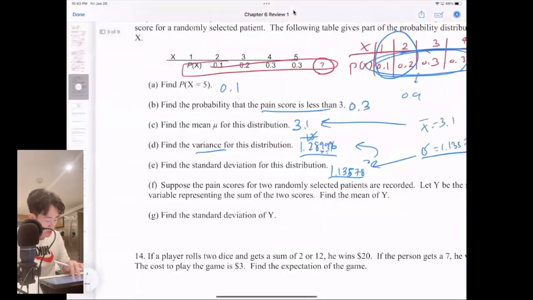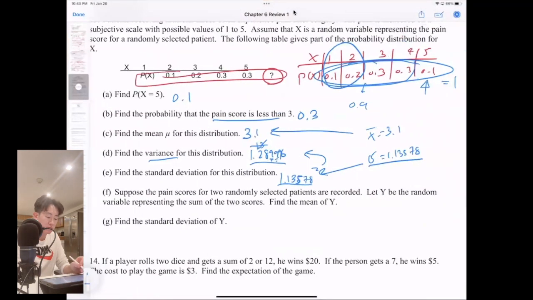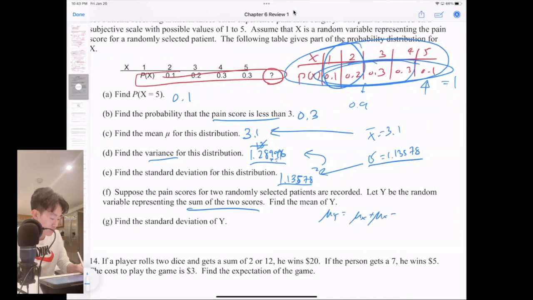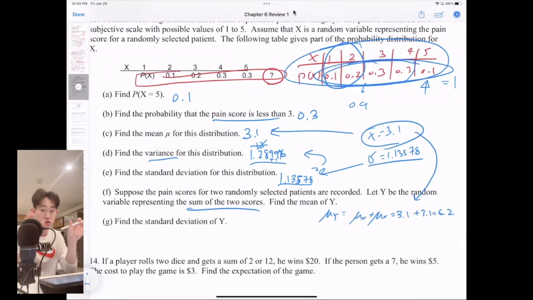All right, so part F, suppose the pain scores for 2 randomly selected patients are recorded. So we are talking about having this one set and we're having another one, and we're combining them because it's the sum of those 2 scores. Find the mean of Y. Well, remember, the mean of Y is the same as those 2 means combined, which is 3.1 plus 3.1, so it's 6.2. Because the mean is given to us as 3.1 and we just do it twice. Find the standard deviation of Y.